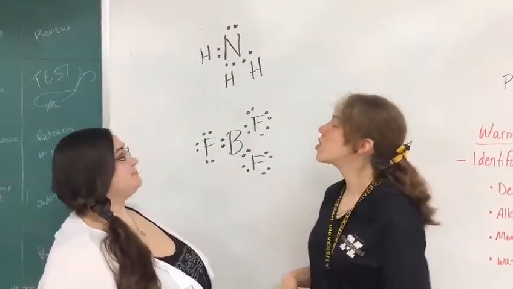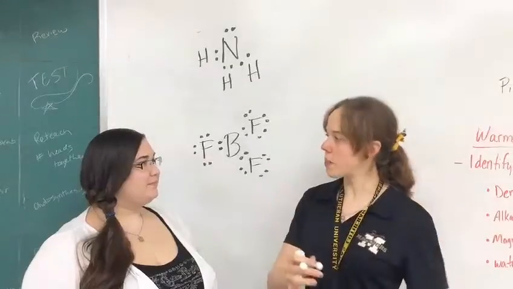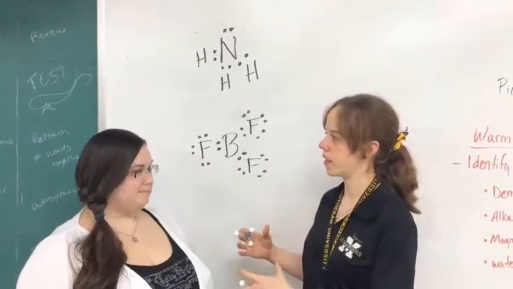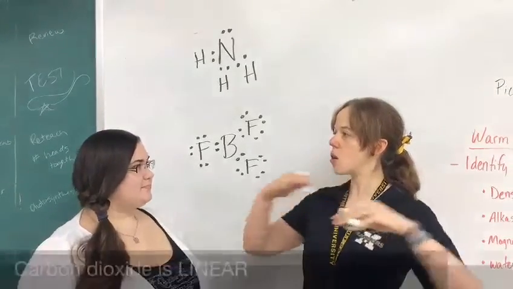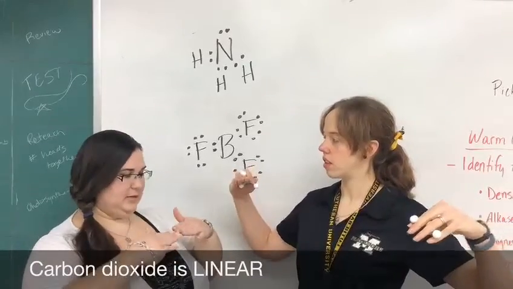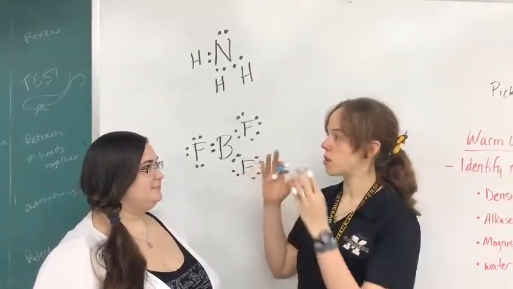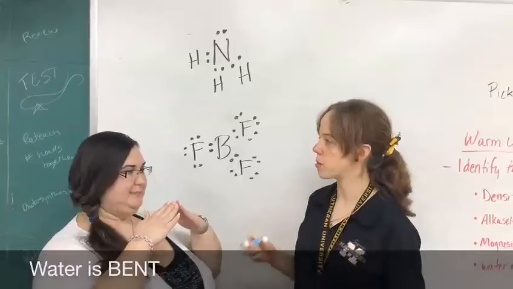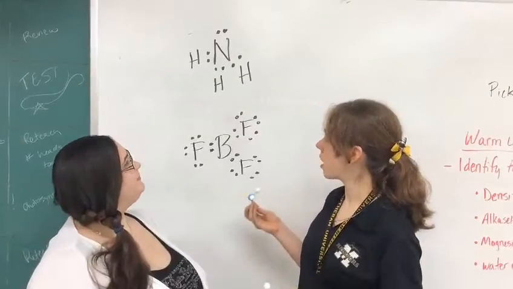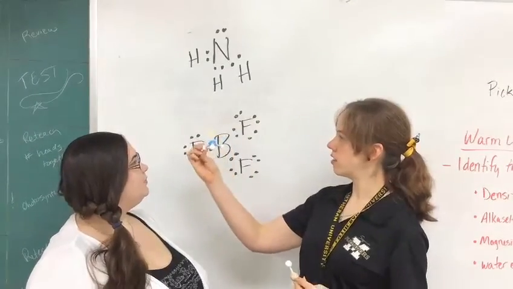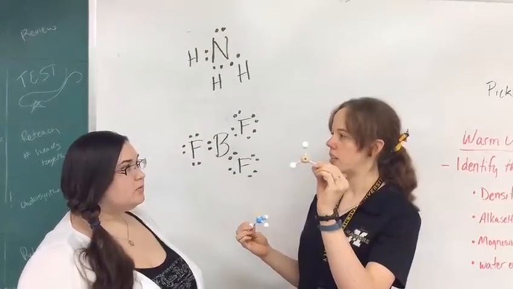All right. So we just looked at comparing carbon dioxide to water. Carbon dioxide had no lone pairs, it was all in a straight line. Linear. Water had 2 lone pairs, so it was bent, because our electrons push away. So the next one we want to compare is NH3 and BF3.